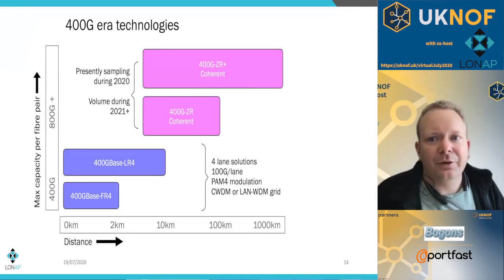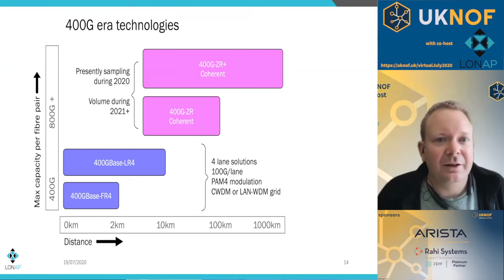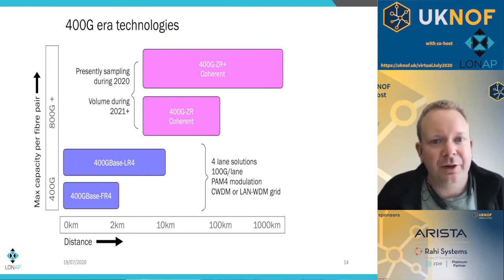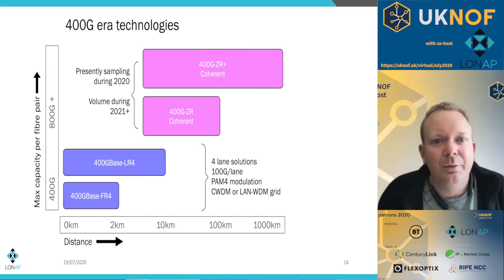So these are the sort of 400 gig options we have, and right now we're lighting these LR4 and FR4. We have the options to those, and the pink, the coherent ones here in this chart, will come later.